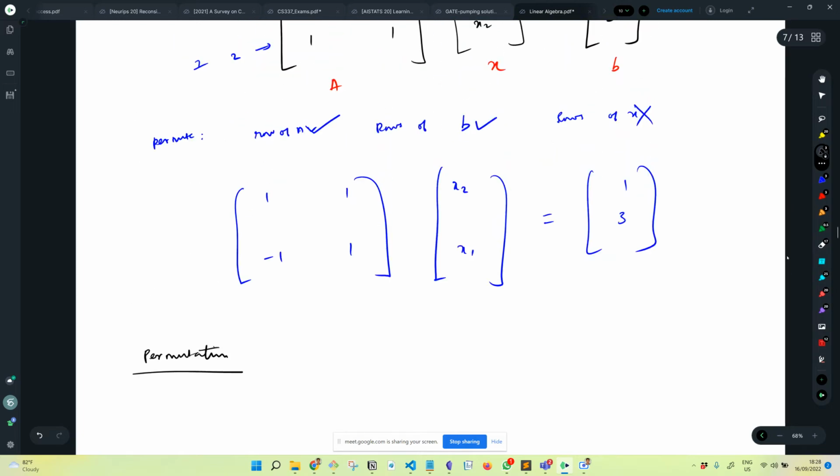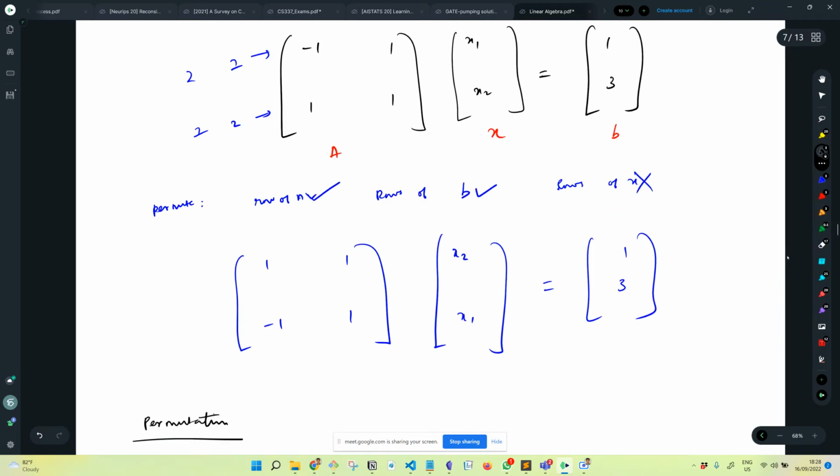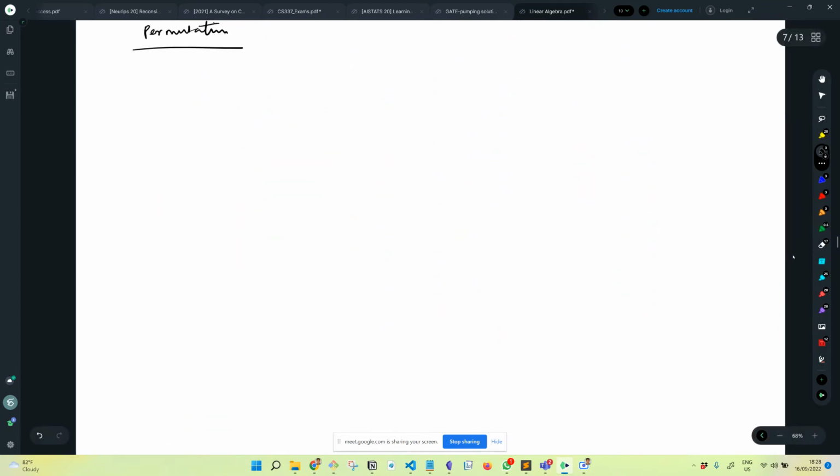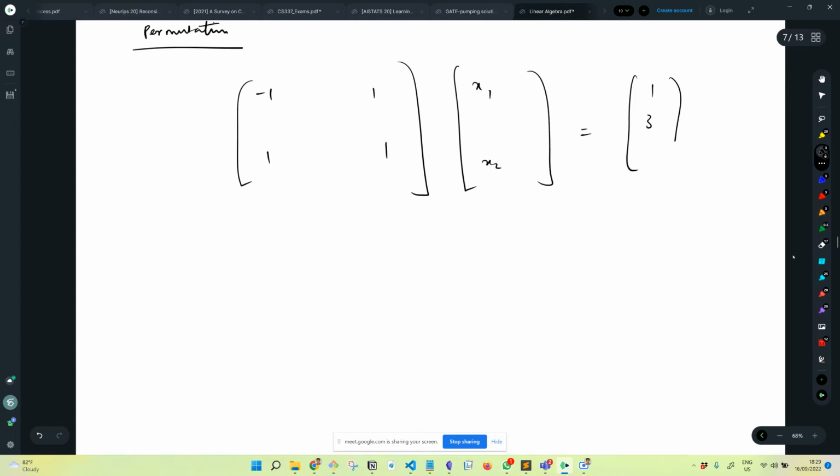So now, permutation. You are given a system of linear equations. Let me take this system: the matrix [-1 1; 1 1] times [x1; x2] equals [1; 3]. This is the system I have. What are the equations corresponding to the system? Minus x1 plus x2 equals 1, and x1 plus x2 equals 3.